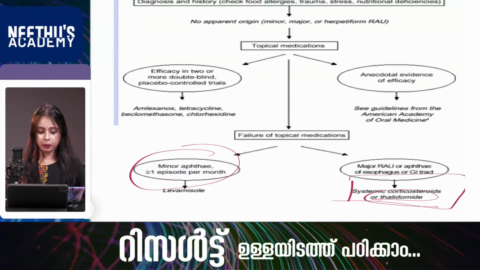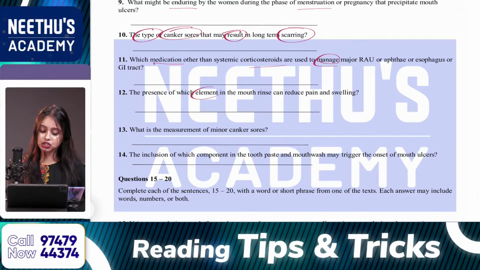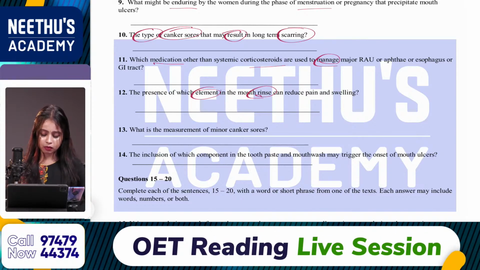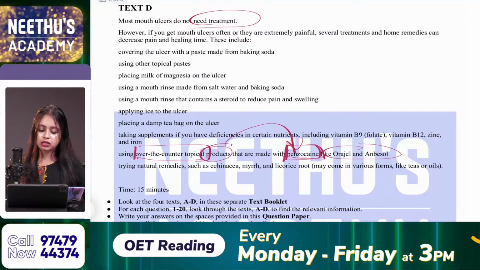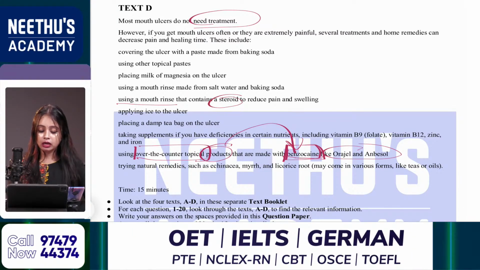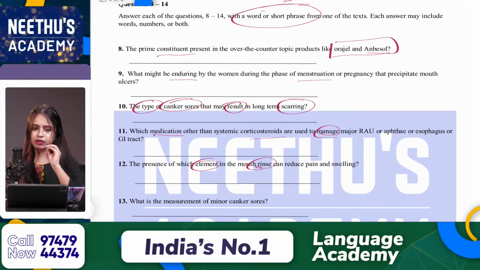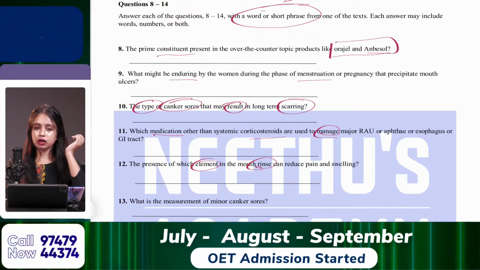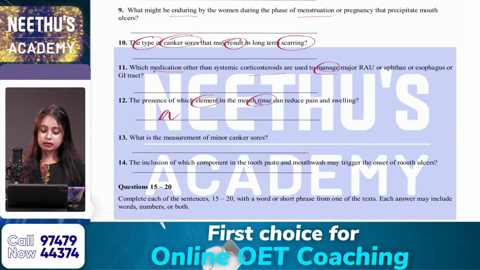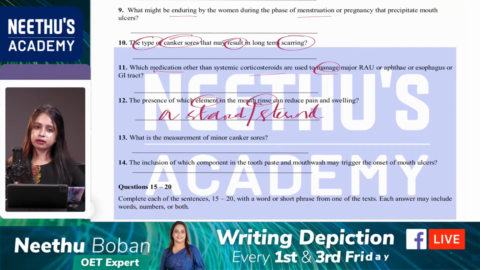Last line. Okay, then the next one, the 12th one: the presence of which element in the mouth rinse can reduce pain and swelling? Which element can cause this? So that is using a mouth rinse that contains a steroid to reduce pain and swelling. So the answer is steroid. Okay, I have a doubt regarding whether it is a steroid or just steroid. Any idea? 12th question. Whether it is a steroid or just steroid. What is the correct answer?